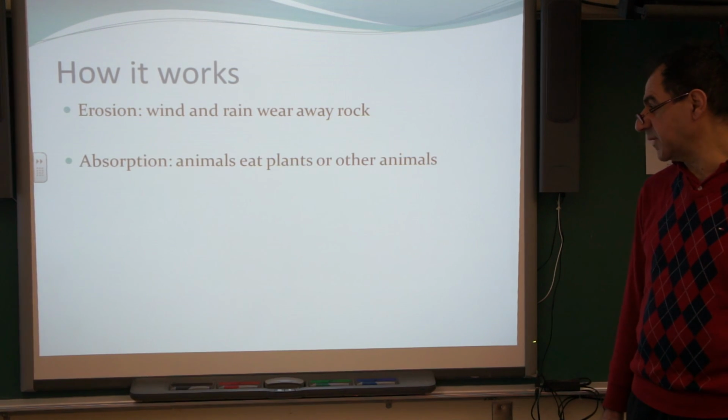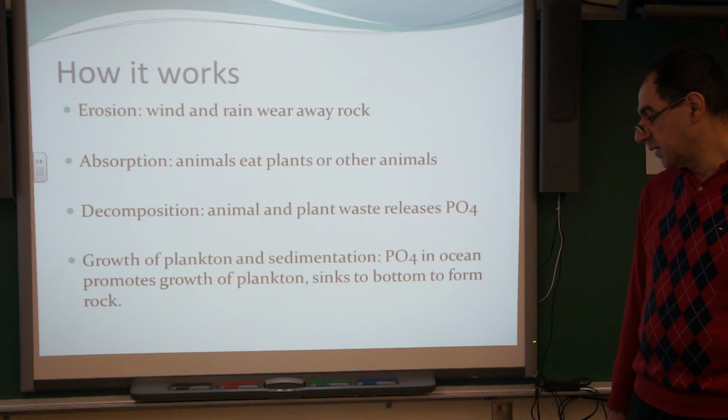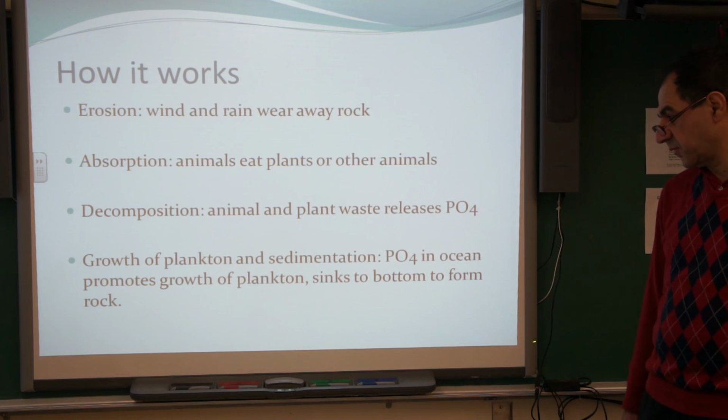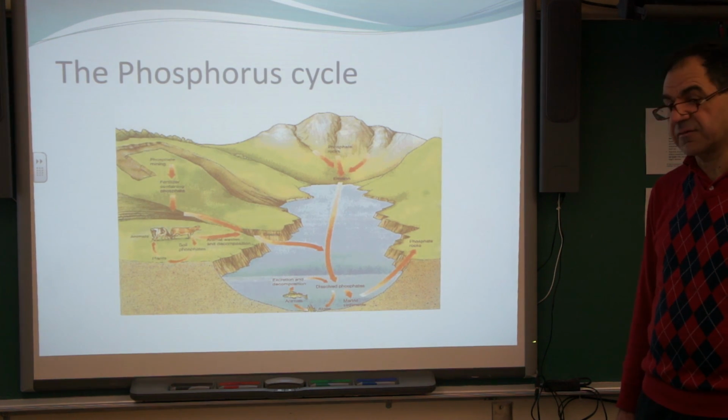Absorption: animals eat plants or other animals. Decomposition: animals and plant waste release PO4. Growth of plankton and sedimentation: PO4 in the ocean promotes growth of plankton, sinks to the bottom to form rock. And this is the phosphorus cycle.